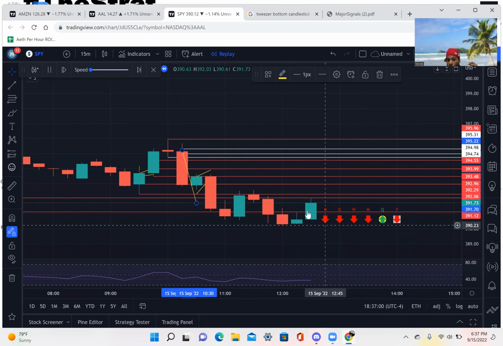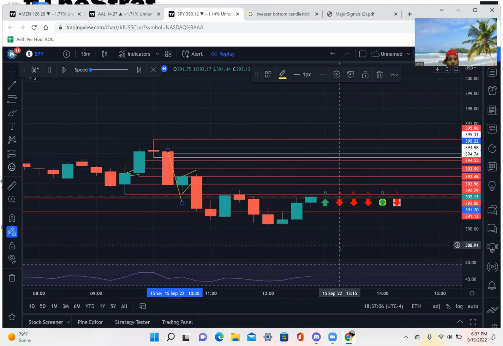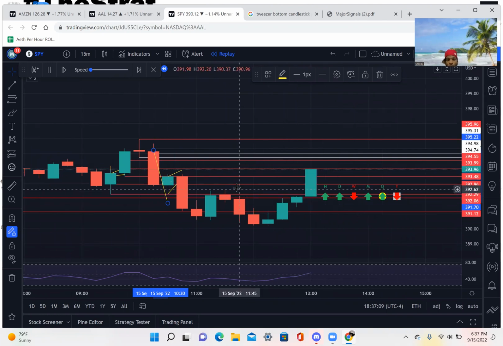Boom, broke up, morning star. You see how that turned into a morning star? Into a continuation. That's a morning star continuation now. That looks like it's going to want to come take out this target. Told you.